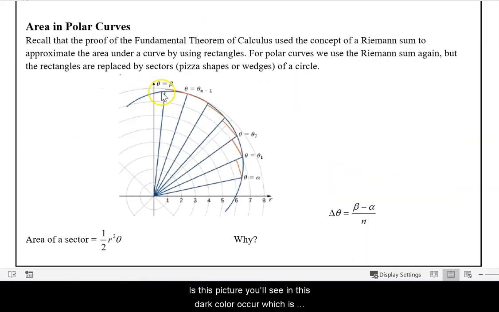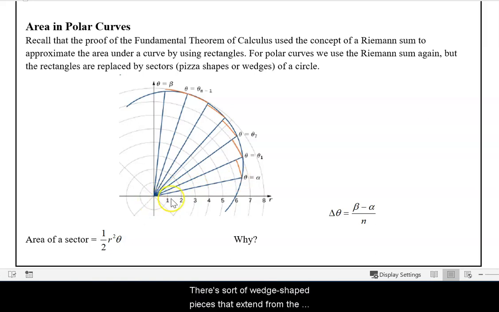In this picture, you'll see in this dark color a curve which is extending from just inside the fourth quadrant around through the first quadrant, ending somewhere in the second quadrant. In order to approximate this using a Riemann sum, we need a shape that will fit onto a polar graphing system. The polar graphing system, as you see in the background, is based on concentric circles. So it makes sense to carve this out into what are known as sectors.